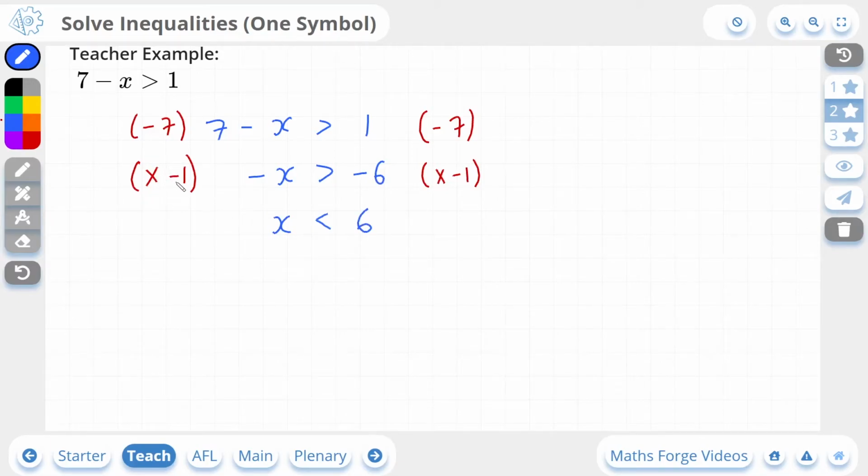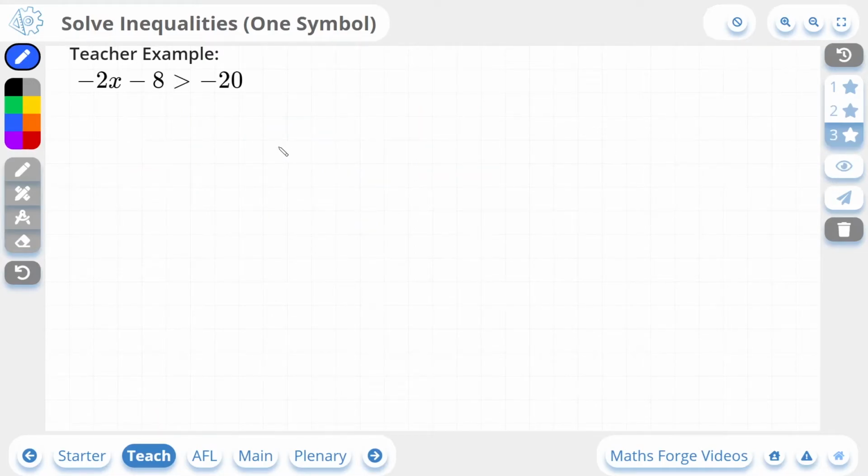So when you multiply or divide by a negative value, your inequality symbol in the next step flips around. And if we check our answer, there it is. Now let's do a three-star example.